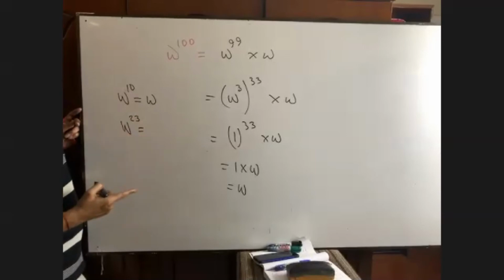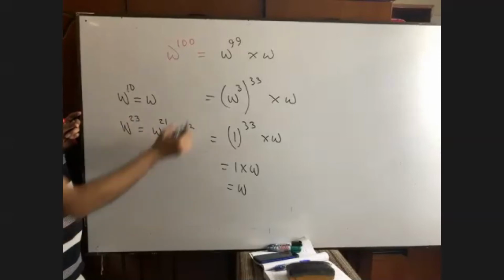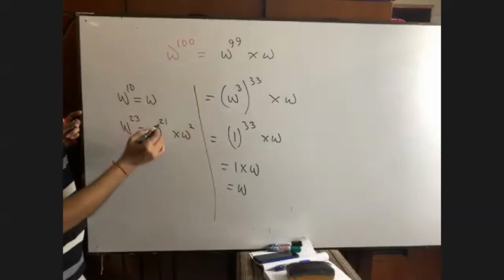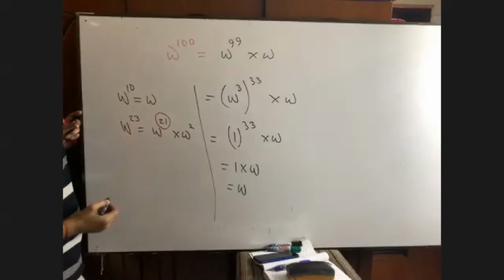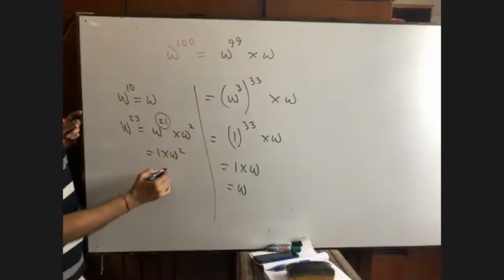Suppose we are given omega to the power 23 equals what? You take the nearest multiple of 3 below 23. The nearest multiple is 21. Omega to the power 21 into omega square. That means it is a multiple of 3, so it will always be 1. So the answer is omega square. Please try to understand.